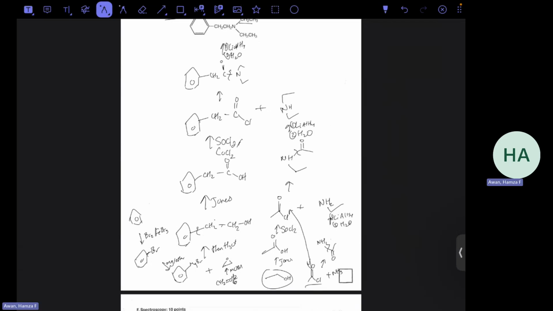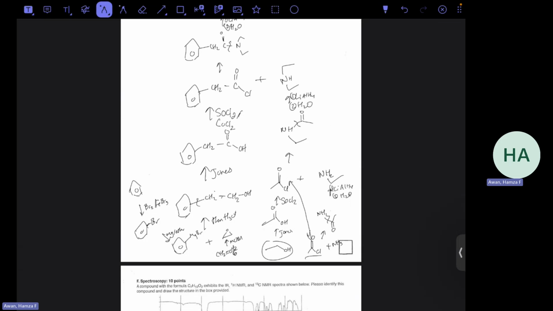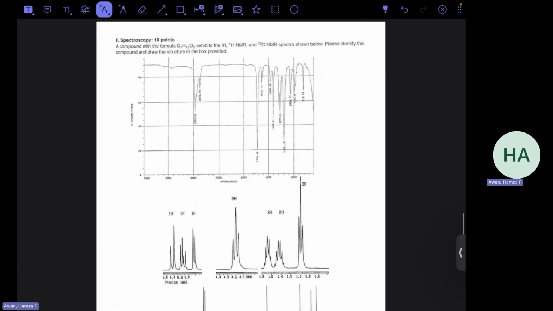Anyone want me to do it the other Grignard way, the longer way? No. I think everyone's ready to leave. All right. So we are finally on to the best part, spectroscopy.